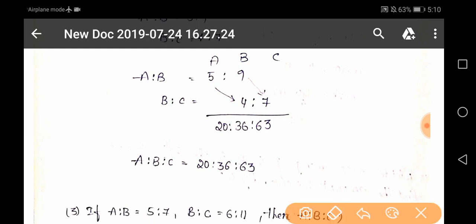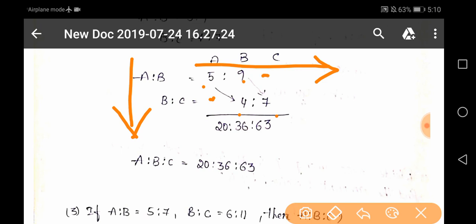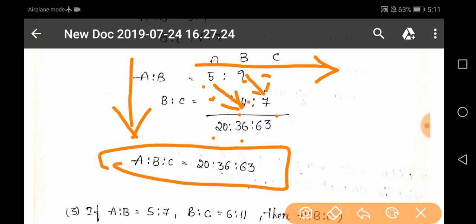Once again, the finding data should be here and the given data should be here, so that you can easily find the finding data. Here, see, 5 is to 9 and 4 is to 7. Here there is no number, and here also there is no number, so to find that, just cross multiply. 5 fours are 20, 9 fours are 36, and here there is no number, so 9 sevens are 63. So A is to B is to C is 20 is to 36 is to 63.